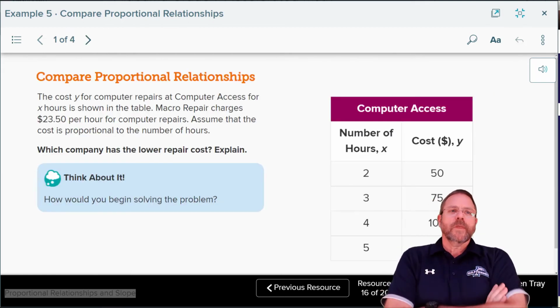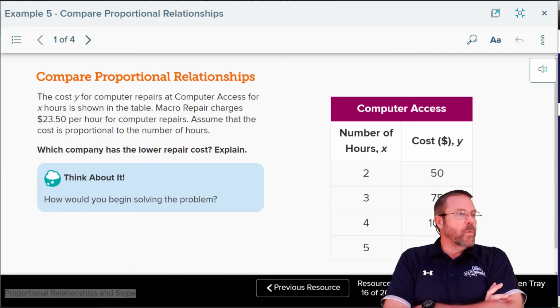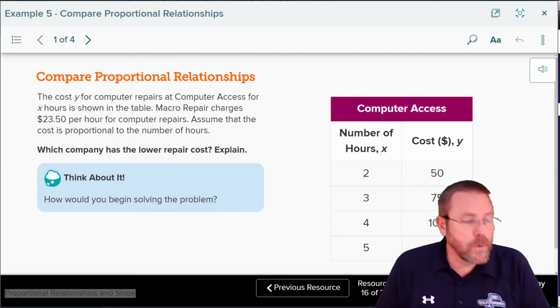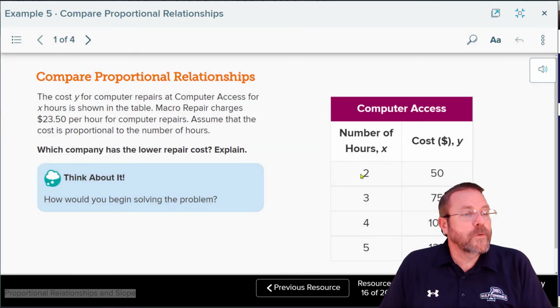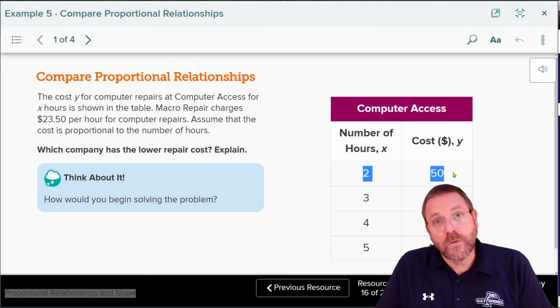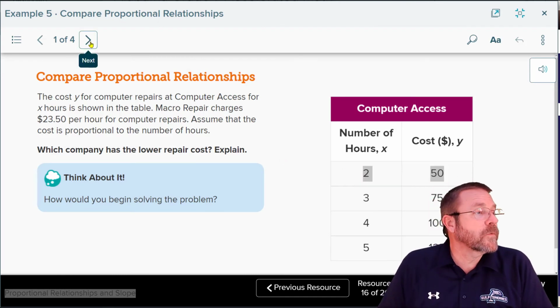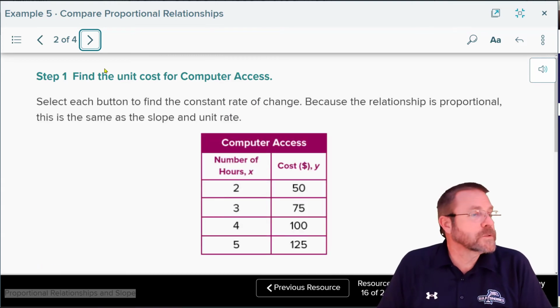Easy math. For example number 5, we can say the cost Y for computer repairs at Computer Access for X hours is shown on the table. Marco Repair charges $23.50 per hour for computer repairs. Assume the cost is proportional for the number of hours. Which company has the lower cost? Well, if you break it down, it's $23.50 for 1 hour. Here it's $50 for 2 hours, also known as $25 for 1 hour, but alas, we need to have some actual math supporting work to justify this.